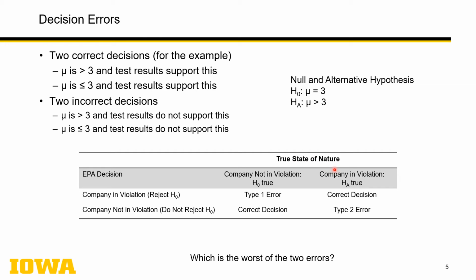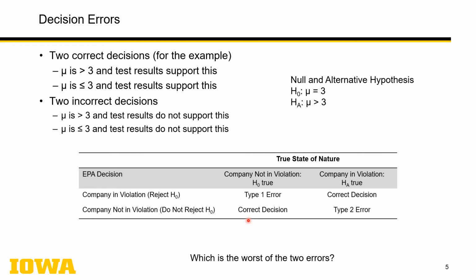decisions. So the true state of nature, the company is not in violation. H0 is true. Mu is equal to 3. We're okay. It's around 3 parts per billion. As long as we don't exceed it, we're fine. That's what this first column is. But the EPA says, no, the company's in violation. Reject the null. That is what is known as a type 1 error, incorrectly rejecting the null. The other type of error is the company is in violation. The concentrations truly are greater than 3, but the EPA comes back and says, nope, the company's not in violation. Do not reject H0. It says incorrectly not rejecting. So that's what's known as a type 2 error. And you can see the two correct decisions are here and here.